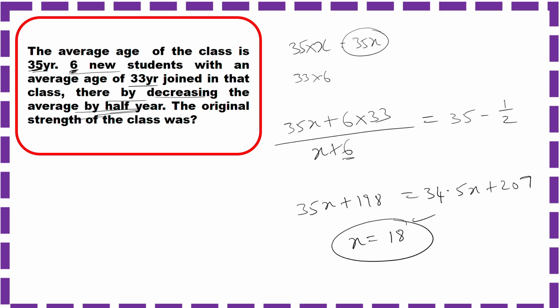So what is this 18? 18 is the number of students in that class. So 18 students were present originally, which means before adding these students 18 students were present. After adding, 18 plus 6, the current strength is 24, but we want only the original strength, that is 18. So 18 is the answer.